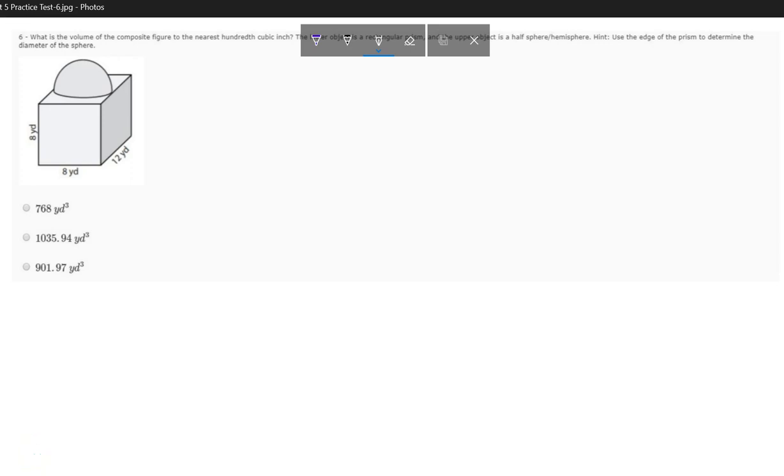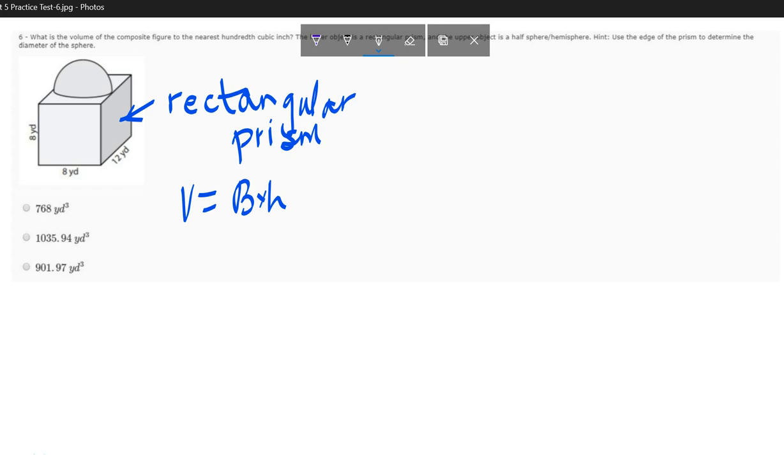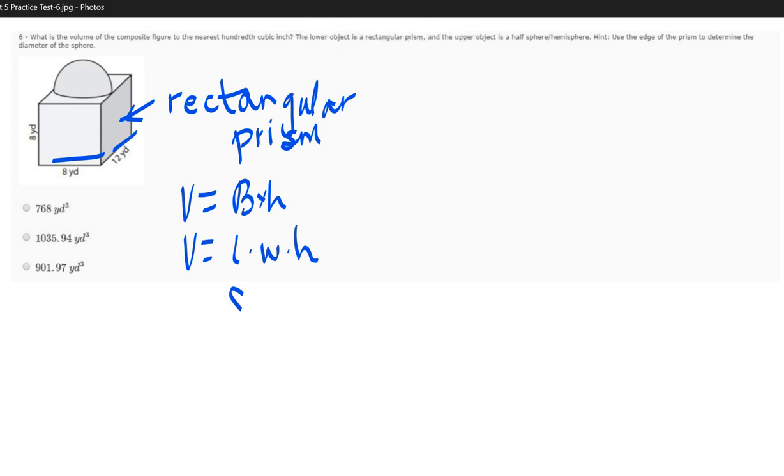Okay, we have a composite figure here. So first we're going to figure out the bottom one, which is a rectangular prism. And the formula for a rectangular prism is volume equals big B times the height. I've also taught you that volume equals length times width times height. It doesn't matter where the numbers go because it's multiplication. So basically you've got 8 times 12 times 8. And then you're going to get a number right here.